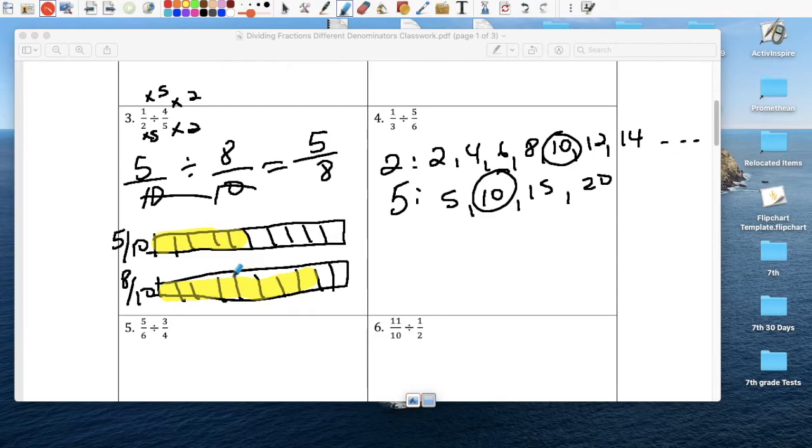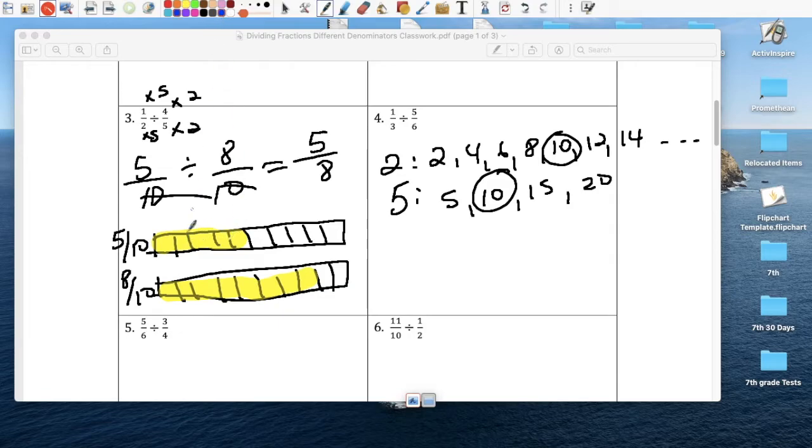So how many times can 8 over 10 fit in here? Well, can I make a group of 8? No, I can't make a group of 8. But I can give you 1, 2, I know. You came to me and you said, I want 8 over 10. I can't give you that because I only have 1, 2, 3, 4, 5.